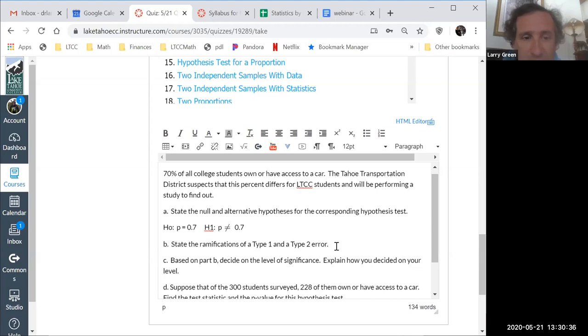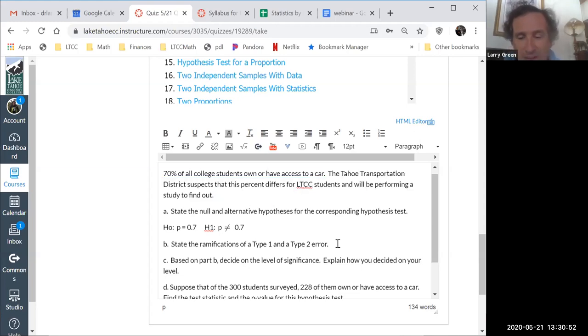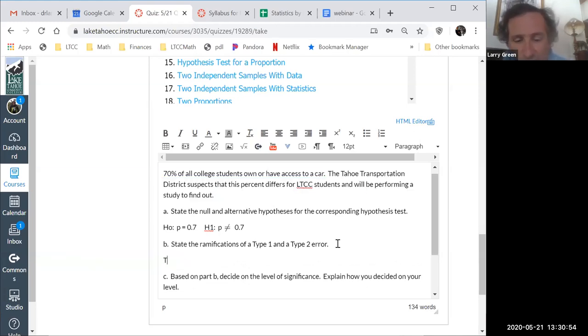Okay, so now we're supposed to state the ramifications of a type 1 and type 2 error. Okay, so note, by the way, the Tahoe Transportation District is going to do the study. So that's important to note. That helps us with the type 1 and type 2 error. So let's start with the type 1 error.